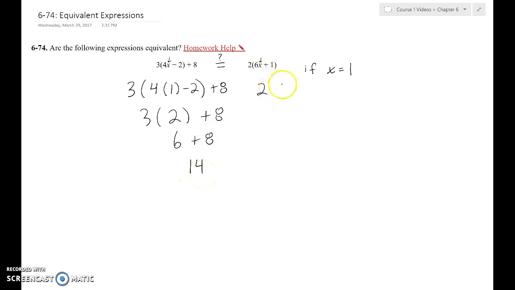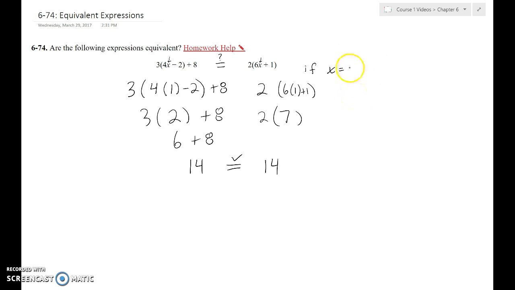So let's do this over here. I've got 2 times 6 1s plus 1. 6 1s is 6, plus 1 is 7, and 2 7s certainly is 14. These are equivalent when x is 1. That's not enough for me to say that these two expressions are equivalent. So let me try another number.